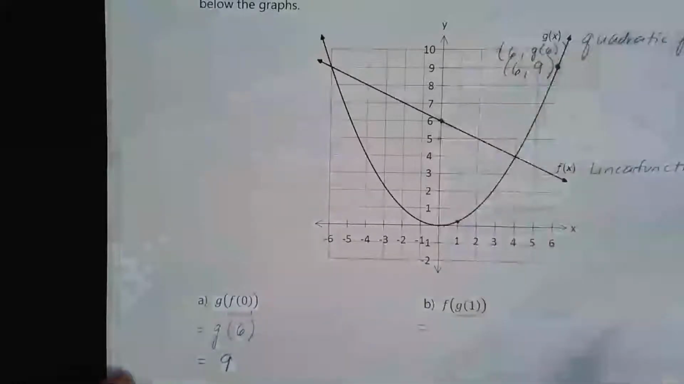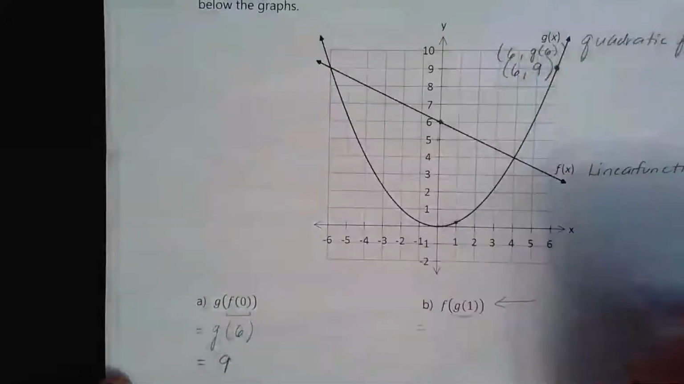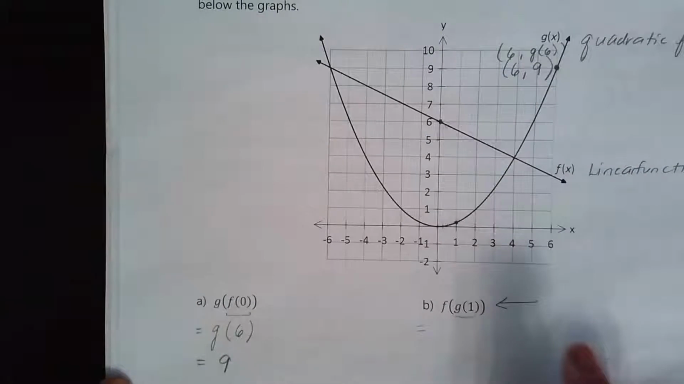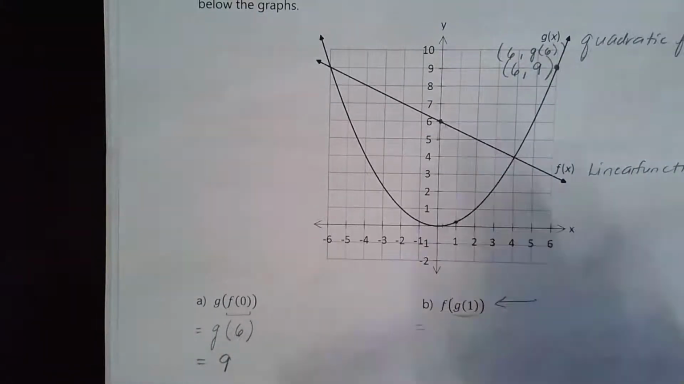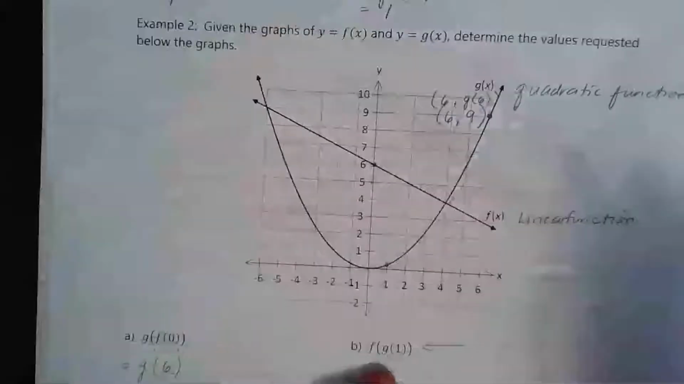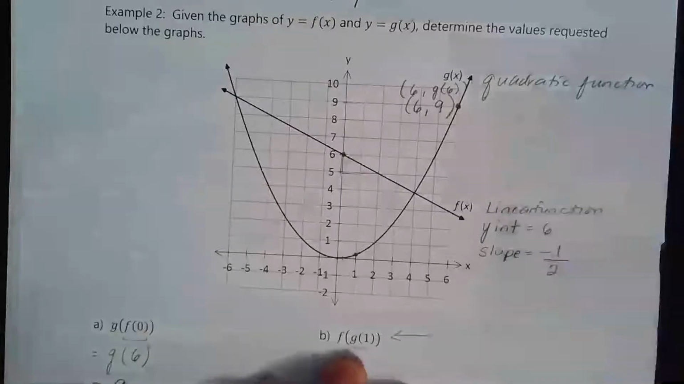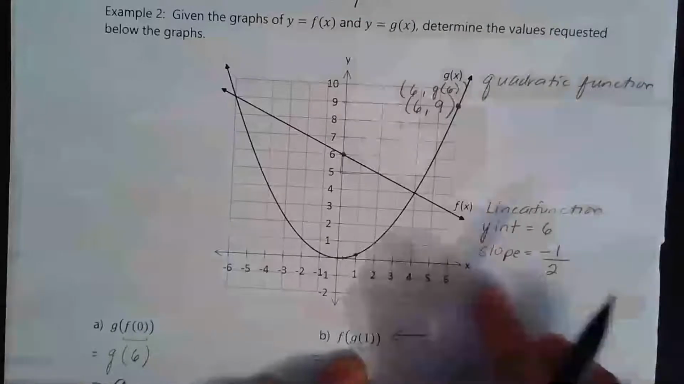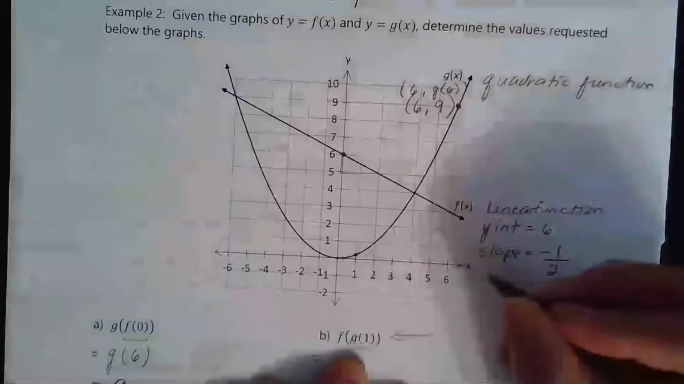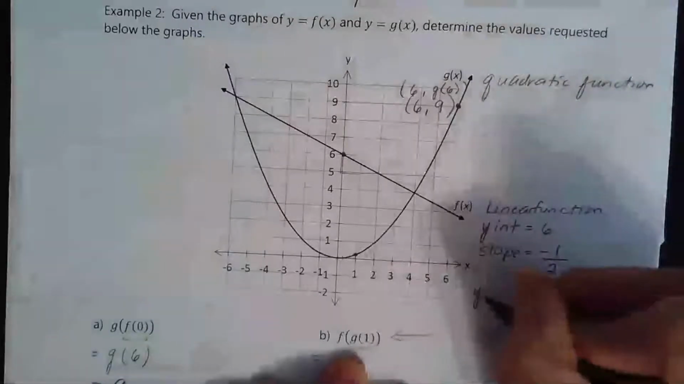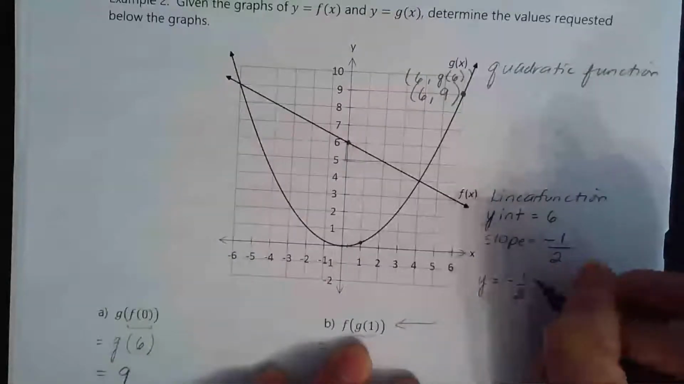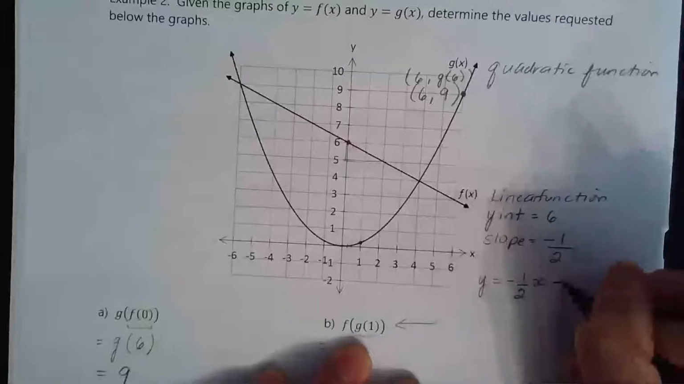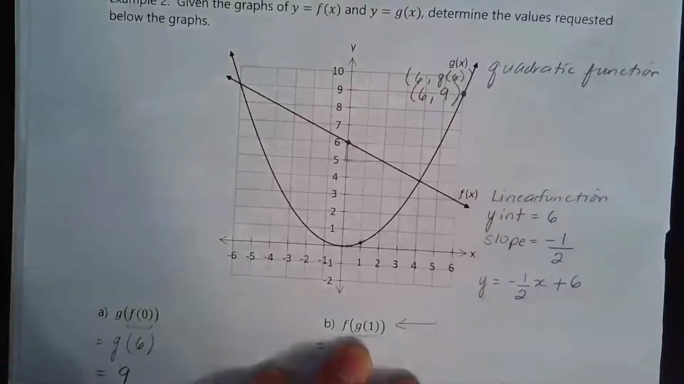As you can see, it's going to be a challenge without the equation. So the linear function has a rise over run, and with these two pieces of information, we can determine the equation of the linear function. That's y equals negative 1/2 x plus 6. So that's that.